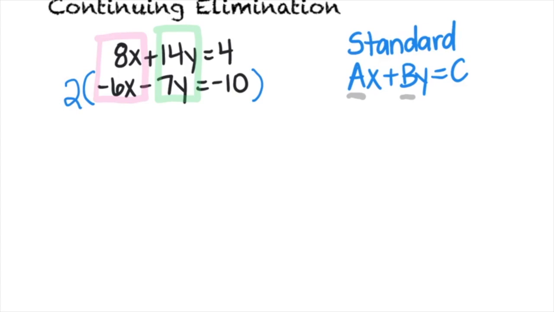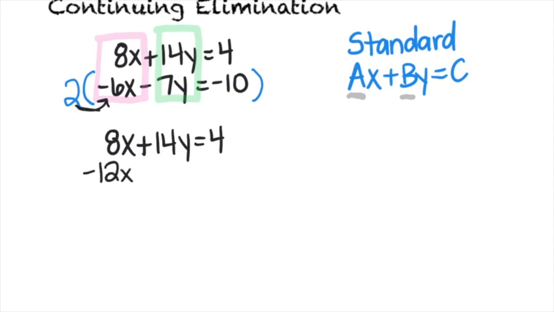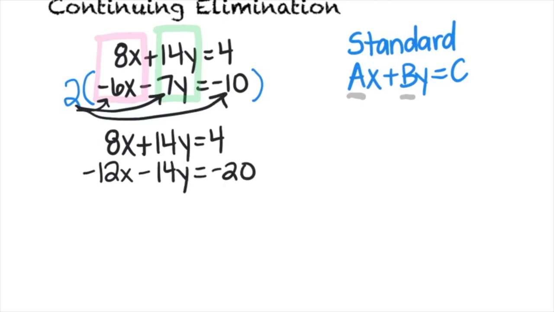Once we do that, the top equation is not going to change, so that's going to stay the same. But we're going to distribute here. So we're going to multiply: we have the 2 times the negative 6, that's going to give me negative 12x. Then we have 2 times the negative 7, so that's going to be minus 14y. And then the 2 times the negative 10, so that's going to be minus 20.